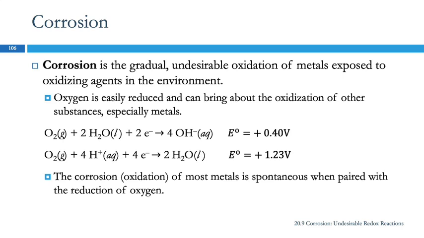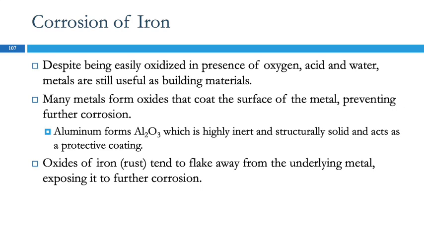Oxygen is easily reduced, and it can bring about the oxidation of other substances, and oxygen is present in the air, right? So the corrosion or oxidation of most metals is spontaneous when paired with the reduction of oxygen, which is why you don't find very many metals as pure metals out in the dirt. And yet we still use metals to build things, right?